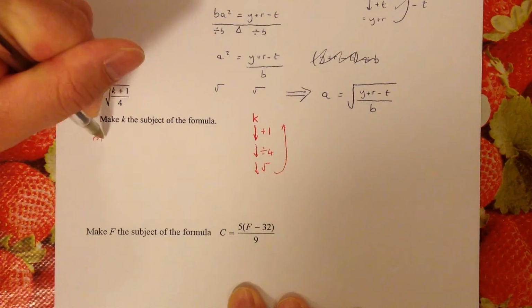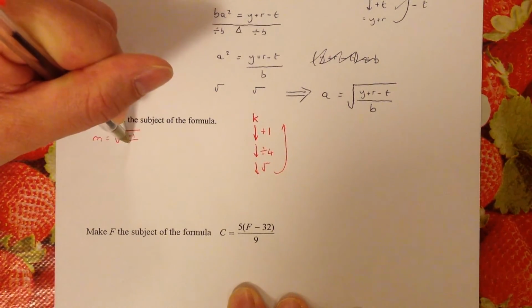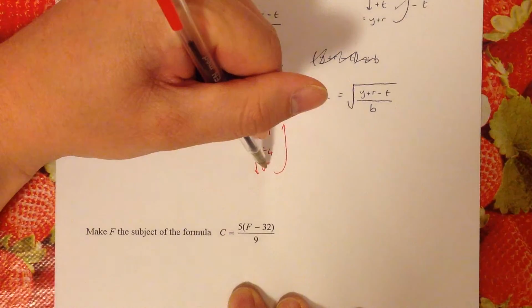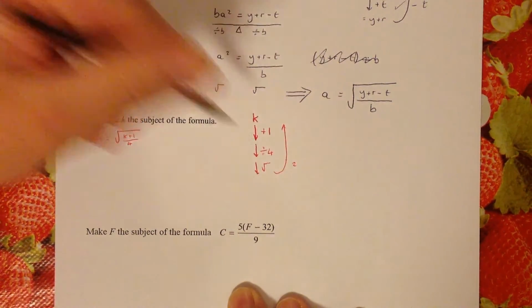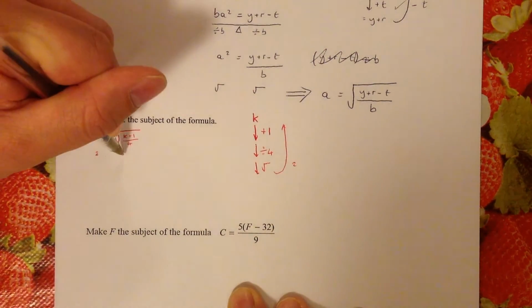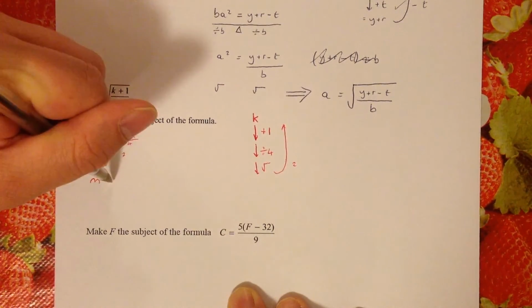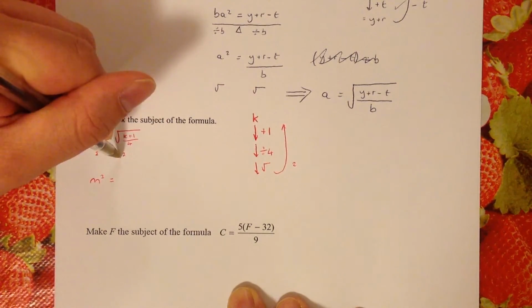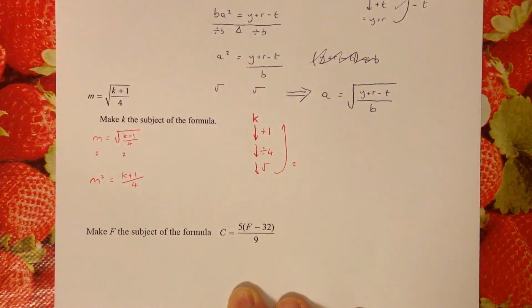So I start with my m is equal to the square root of k plus 1 divided by 4. And the first thing I need to get rid of is the square root, and the inverse operation is squared. So I'm going to square on this side and I'm going to square on this side. So I'm now left with m squared is equal to, the square root and the squared cancel each other out, so k plus 1 divided by 4.